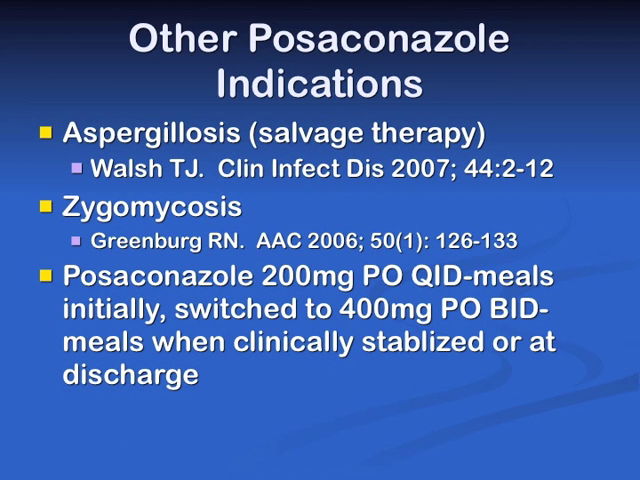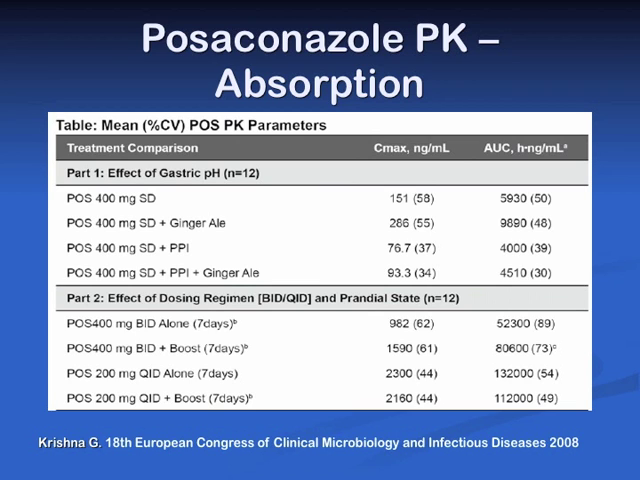Okay, it's also been studied for salvage therapy of aspergillosis and zygomycosis, and in these studies they gave 200 milligrams PO 4 times a day, ideally with food, often with enteral supplements. And when patients were clinically stabilized, they would switch them to 400 milligrams twice a day to improve compliance.